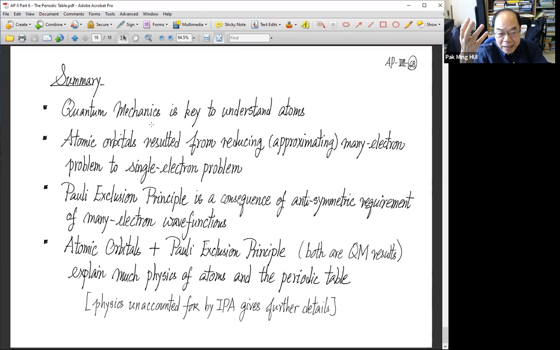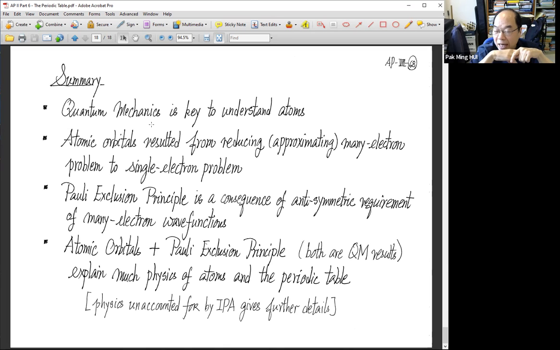Then we discussed the antisymmetric requirement of many-electron wave functions. That is a general principle, and how to realize it in single particle states is the Slater determinant. The Slater determinant form automatically tells us the Pauli exclusion principle. You learned that in high school, you learned that in a general chemistry course, but the origin of it is deeper. It has to do with the antisymmetric requirement of many-electron quantum mechanical wave functions.